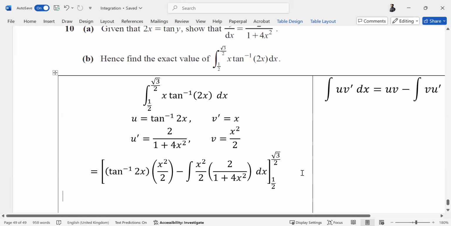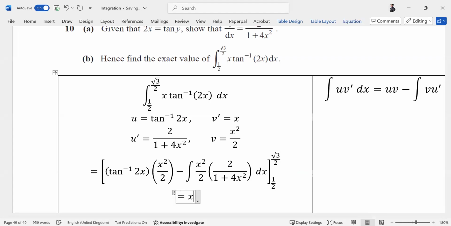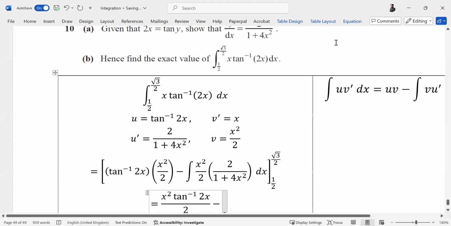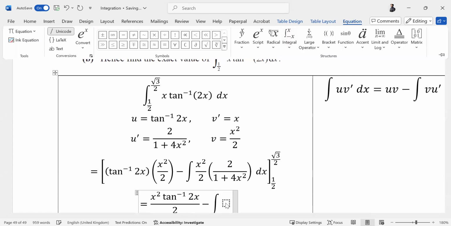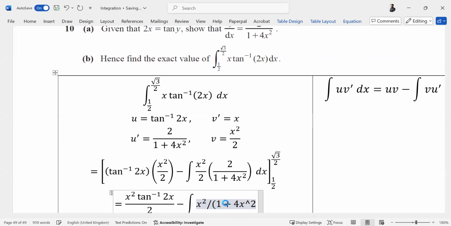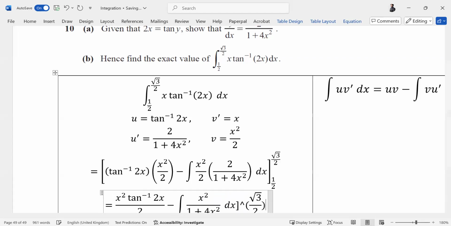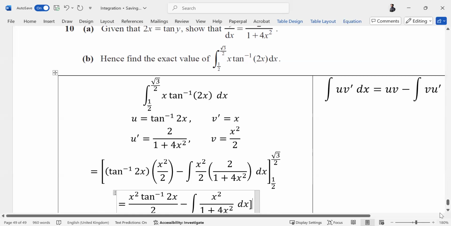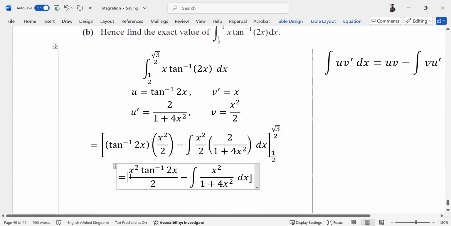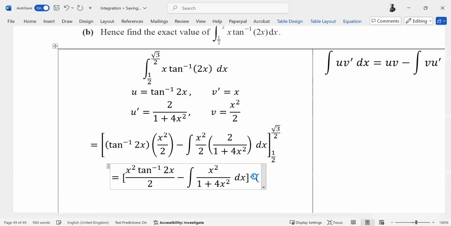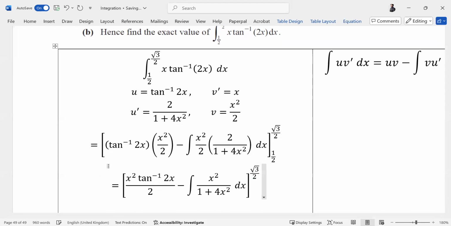Now what? Let's simplify. X square tan inverse of 2x upon 2 minus integral of x square upon 1 plus long bracket. Yes, now what?